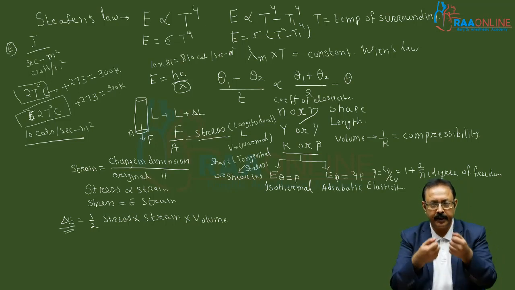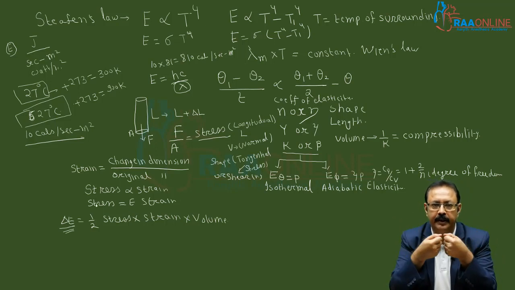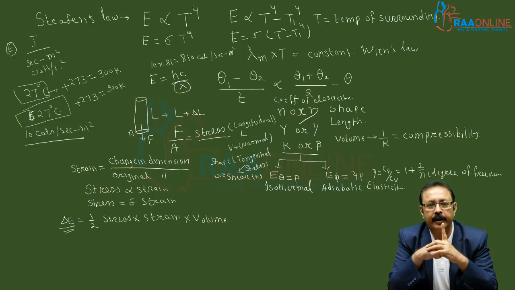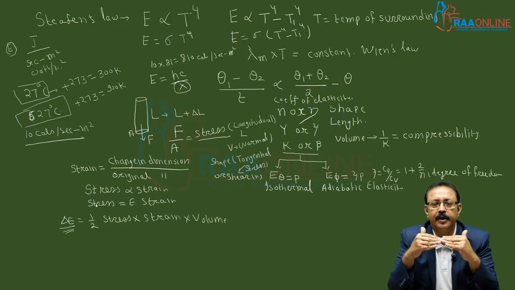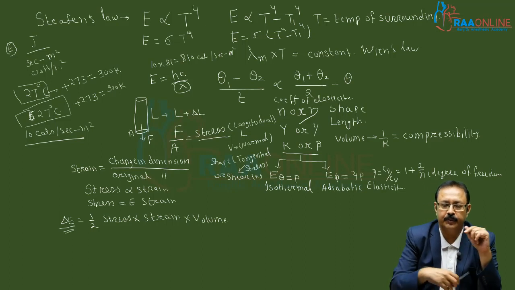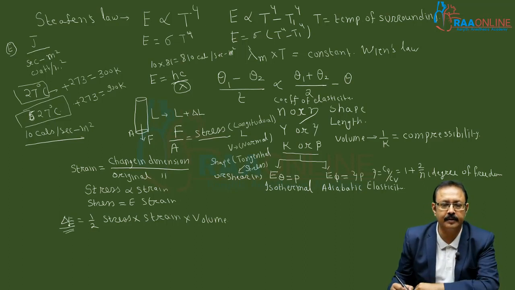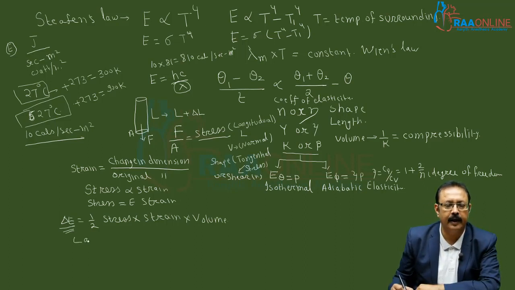One more thing will happen. If you are stretching a wire, it will become thin. It means its diameter is reducing. Diameter is also one kind of length, so in the perpendicular direction, length is reducing. So, one strain is there also. That strain is known as lateral strain.